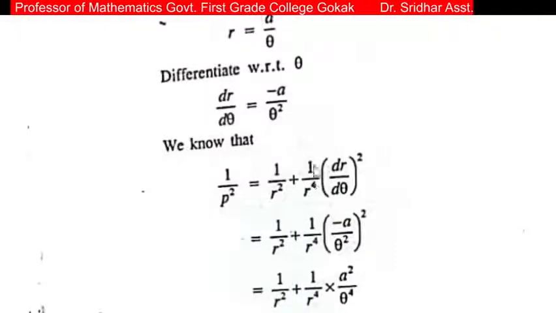Now we know that 1 by p square is equal to 1 by r square plus 1 by r raised to 4 into dr by dθ whole square. Now substitute this value of dr by dθ here, so minus a by θ square. On squaring this, a square by θ raised to 4. This gives 1 by r square plus a square by r raised to 4 θ raised to 4, or 1 by r square plus, this a square gets cancelled, and rθ is nothing but a, so replacing that gives a square by a raised to 4. Or 1 by p square is, taking LCM, a square plus r square by a square r square.